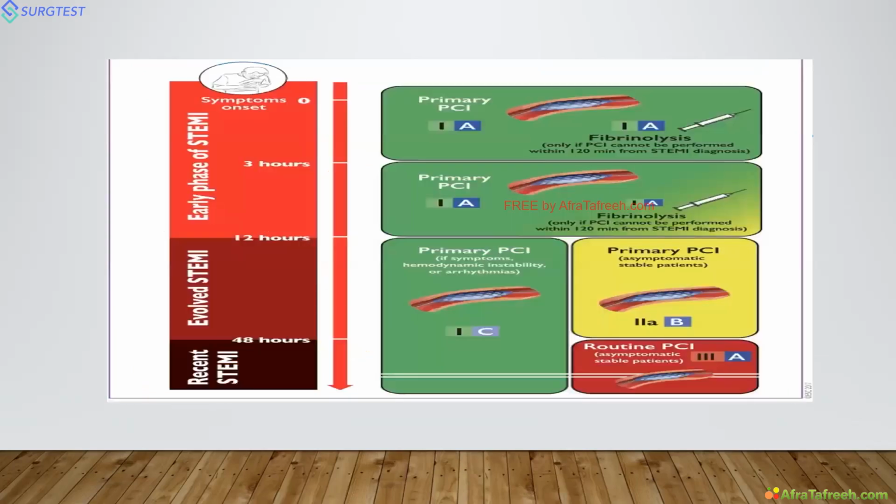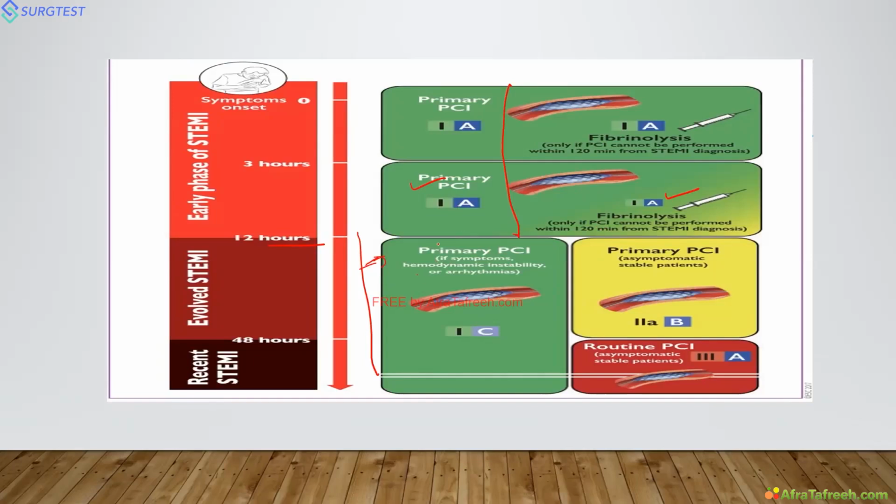Very good. Next, most commonly, whenever a patient presents up to 12 hours, both fibrinolysis and primary PCI are effective. But you should prefer primary PCI first, because fibrinolysis has bleeding complications and other issues. Primary PCI is best. So after more than 12 hours, always primary PCI. Don't do fibrinolysis.